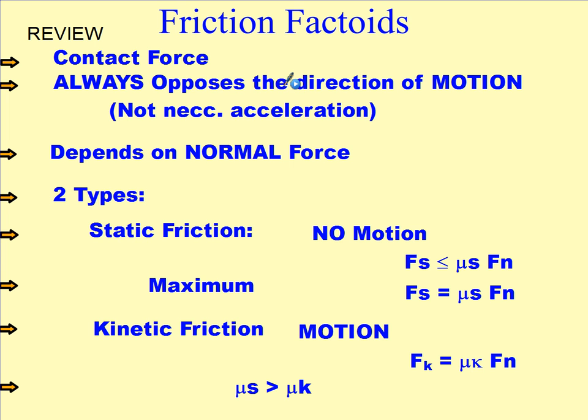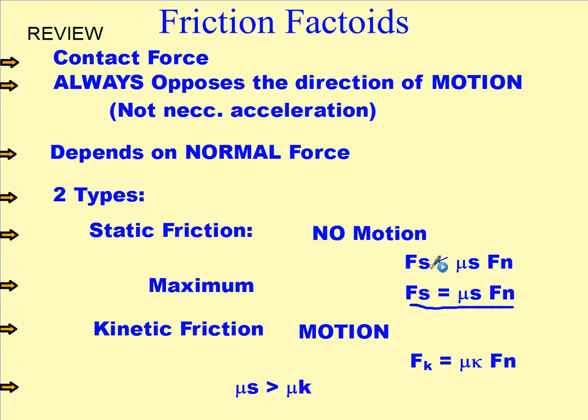Remember, friction is a contact force that opposes motion, not necessarily acceleration. It depends upon the normal force, and there are two kinds, static and kinetic. Static friction means there's no motion, and it's less than or equal to μs, the coefficient of static friction, times the normal force. We're usually referring to the maximum value of static friction, and that's equal to μs Fn.